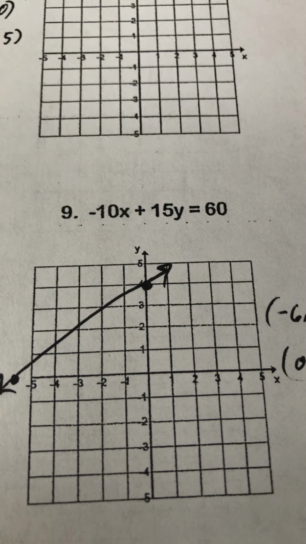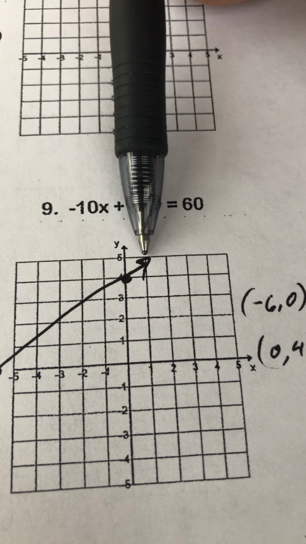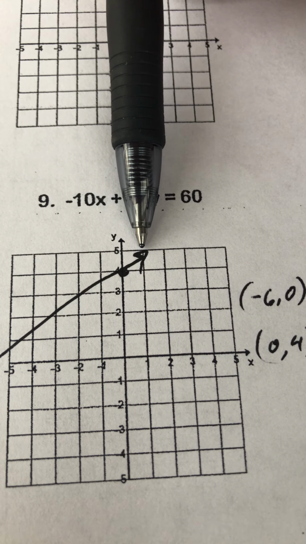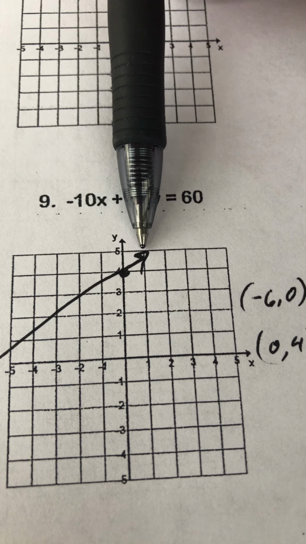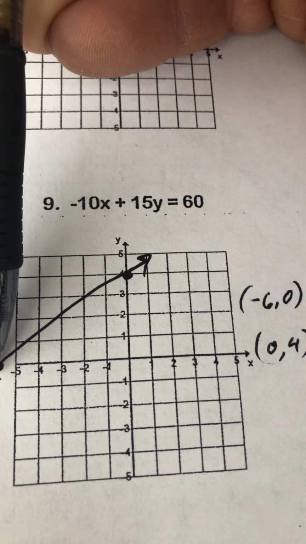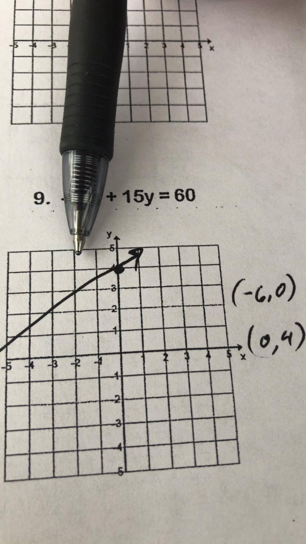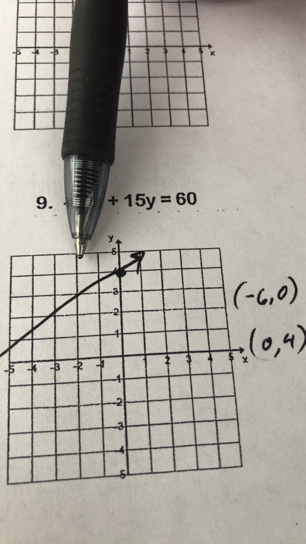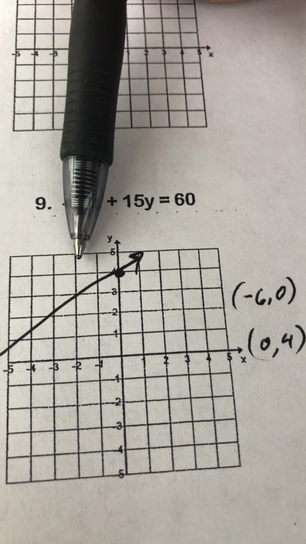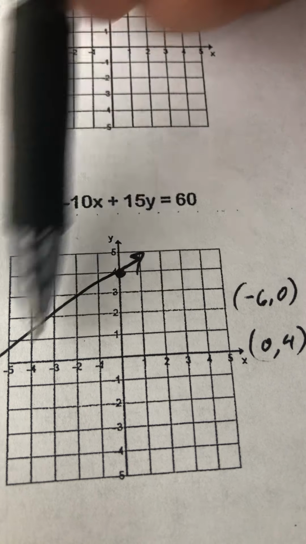And then number 9, for my X-intercept, Y is going to equal 0. So I have 60 divided by -10, which is -6. That puts me way back here, -6, 0. And then when my X is 0, I'll figure out my Y. So 60 divided by 15 gives me 4. So I'm at 0, 4, and I connect those two dots.